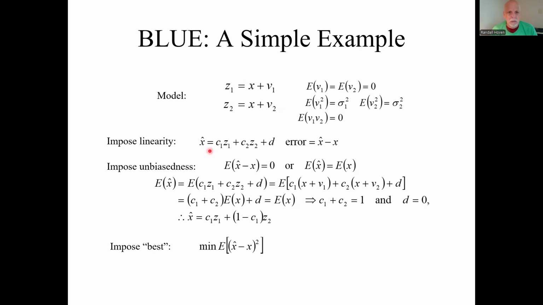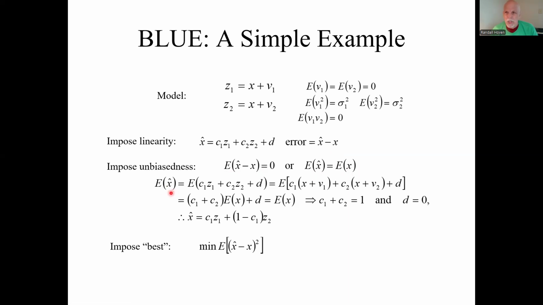Linearity means our estimate is some kind of linear function of the measurements. So it's going to look like this. The error is defined as the difference between our estimate and the actual state. Unbiasedness means this expectation is zero. The expected error is zero, or the expected value of our estimate is the expected value of the state x.